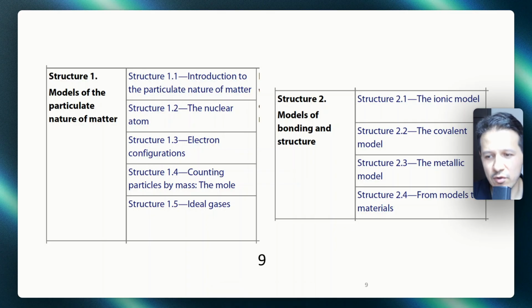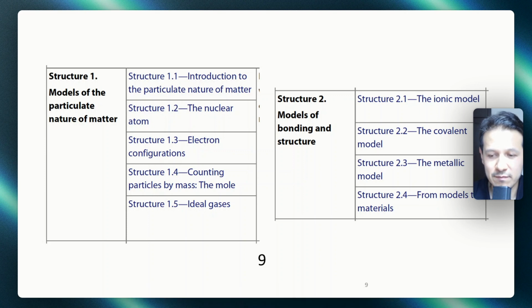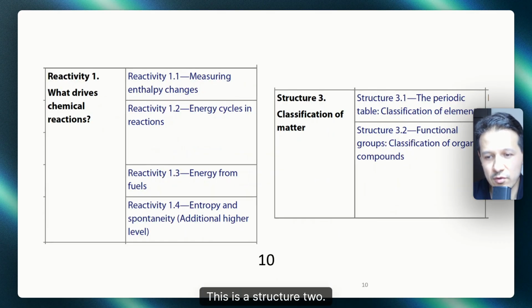In structure two, this is the ionic model, the covalent, the metallic, and from models to materials. So we are talking in depth a little bit about the materials. In that case, we are studying the ionic or covalent character in depth. This is structure two.